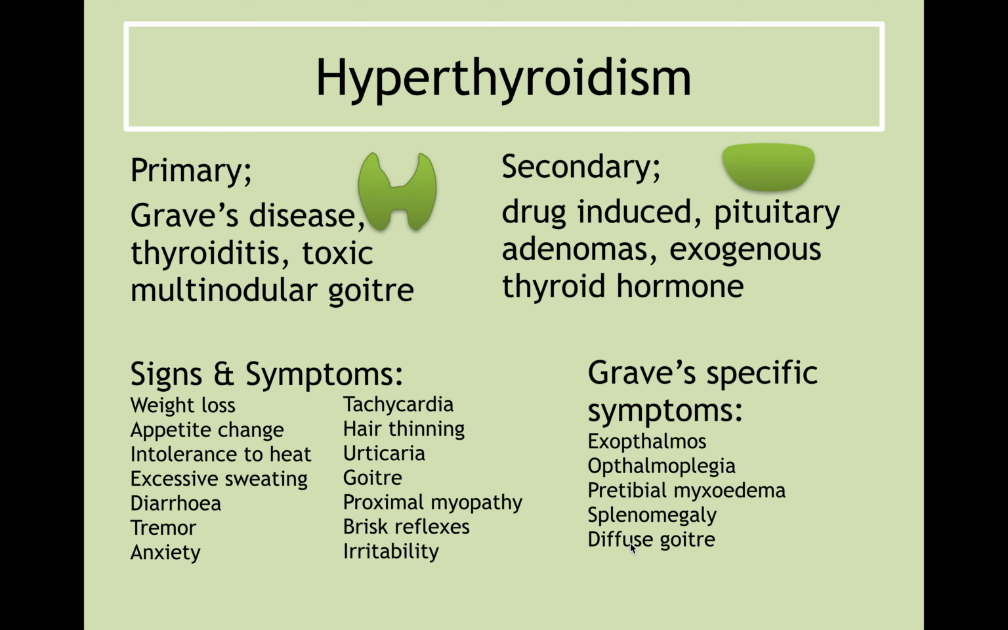Specific symptoms of Graves' disease can also occur in patients who have Graves'. There are many eye symptoms such as exophthalmos, where the eyes look like they're bulging. You can get ophthalmoplegia, the eyes don't move the way they should. You can also get pretibial myxedema, which is an infiltrative skin condition where you get waxy discoloration, induration of the skin, and it looks a bit like orange peel. You might also get a diffuse goiter and splenomegaly.